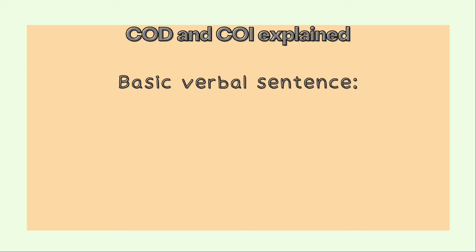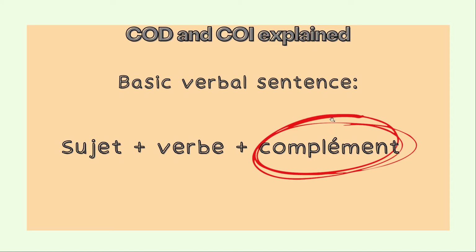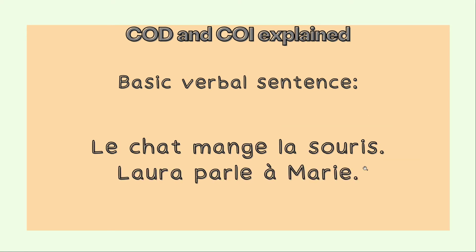In a basic verbal sentence, we usually have un sujet, un verbe, un complément. So a subject, a verb, and a complement. And today we are going to focus on this part, le complément. For example, let's take this sentence. Le chat mange la souris. And the second sentence, le rat parle à Marie.